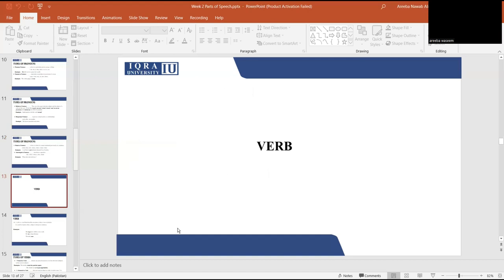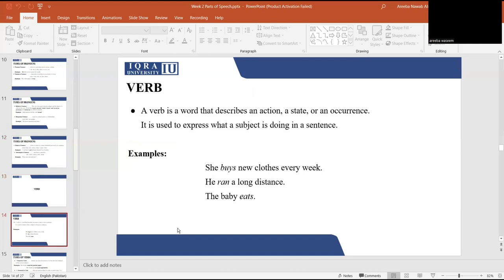Then there is verb. Verb is an action, a state, or an occurrence. Any work that is done is pointed out by a verb. He buys new clothes every week. He ran a long distance. Both of these things are actions. Buying is an action as well as running is an action. So verb is basically a word that describes any action.